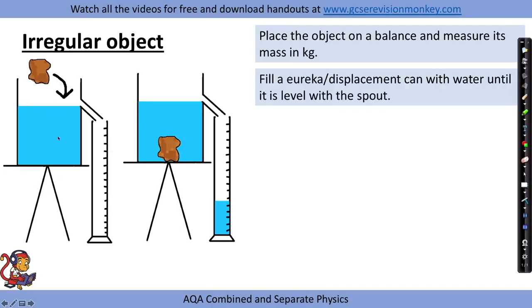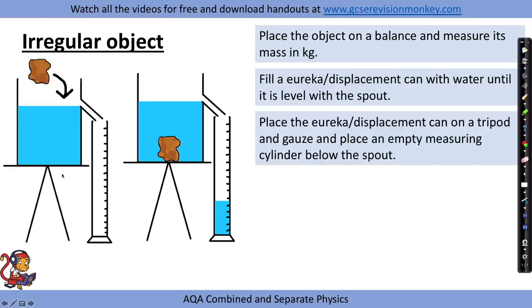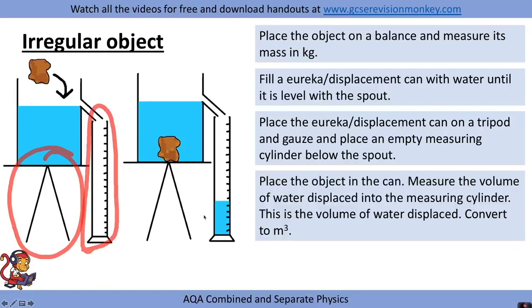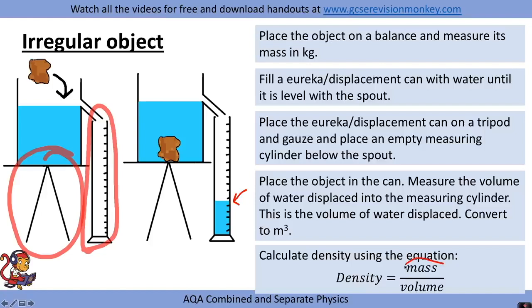To find its volume, however, we need to fill a Eureka can, or you may call it a displacement can, with water until it is level with the spout. We will place the Eureka can on a tripod and gauze, and we will place an empty measuring cylinder below the spout. We will then place the object in the can and measure the volume of water displaced into the measuring cylinder and convert this to meters cubed. So then we can put our mass into our equation, divide it by our volume, and we will therefore be able to calculate the density in kilograms per meters cubed of the irregular object.